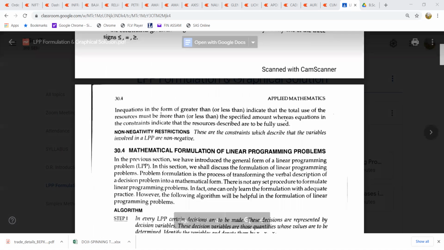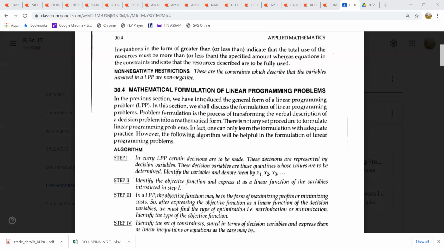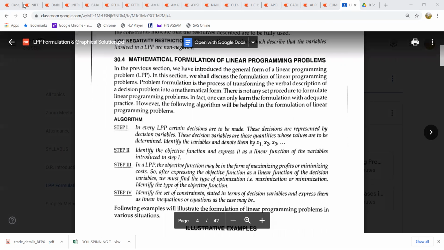Okay, so the next part is the mathematical formulation. Already I have discussed it, but I'm showing again what the mathematical formulation is. In step 1, you need to decide what kind of problem it is, whether it is a maximization problem or a minimization problem. Once you have decided that, then you need to choose the variables.